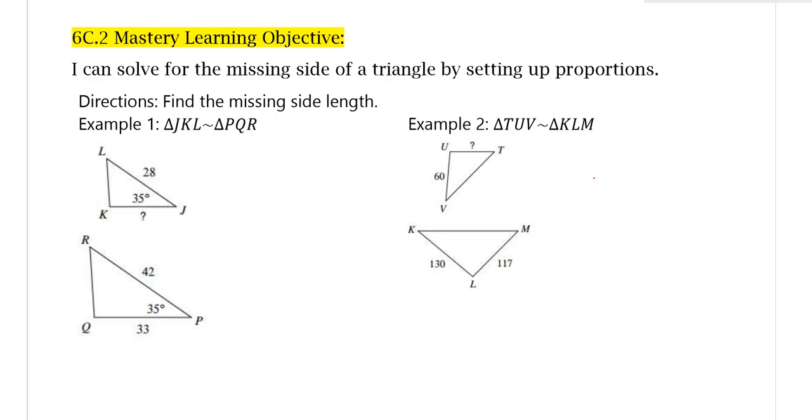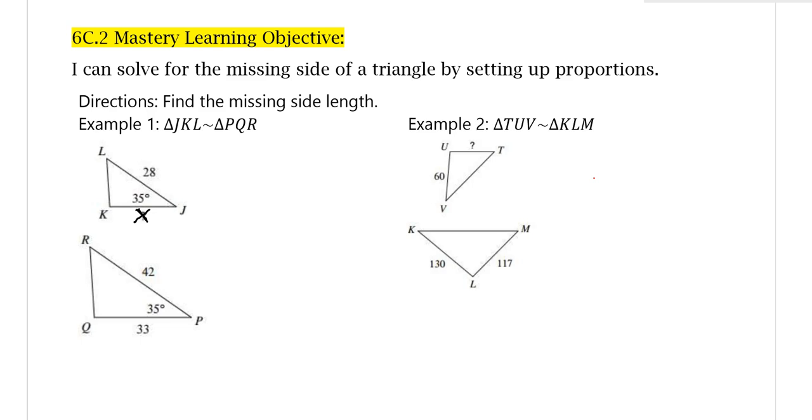60.2. I can solve for the missing side of a triangle by setting up proportions. Okay, so we're really going to be looking at what we did in target B with similar triangles, and then what we just did in C1. So I want to find the missing side length. You see I have that question mark there. I'm just going to replace it with a variable. I like working with variables more than just unknown. So we're going to put an x there.